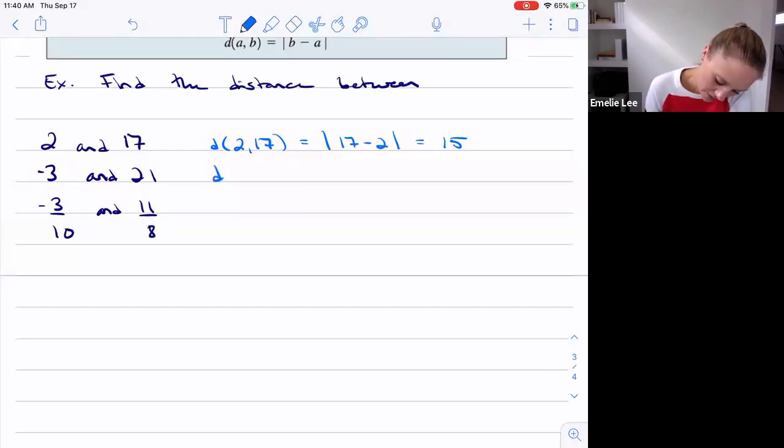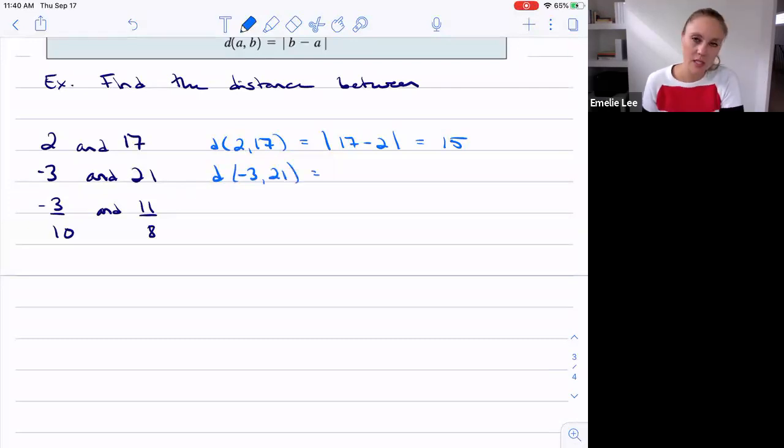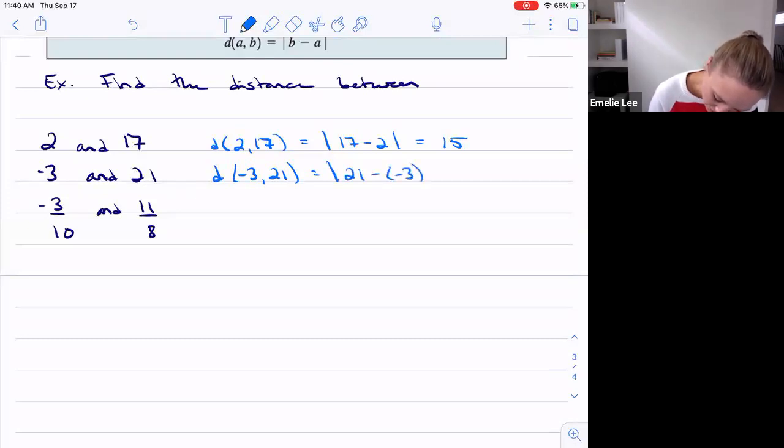How about the next one? The distance between -3 and 21. This is one of those where we've got some on the negative side, but that's still distance. And so what we have is we take 21 minus -3, and then take the absolute value. So we've got 21 plus 3, and then the absolute value. 21 plus 3 is 24. The absolute value of 24 is just 24.